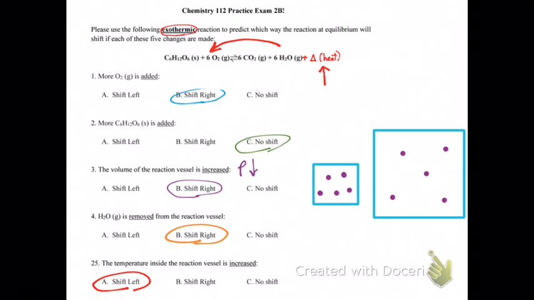So this problem includes basically all 3 scenarios that we can encounter with Le Chatelier's principle. What happens if we change the concentrations of either aqueous species or gaseous species?